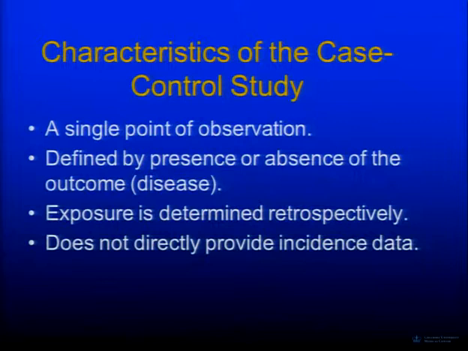In a case control study, you do not get incidence data. Because you're creating groups of people, you're creating a case group and a control group, you have no idea out of the whole population how many people are getting the disease, or incident cases.